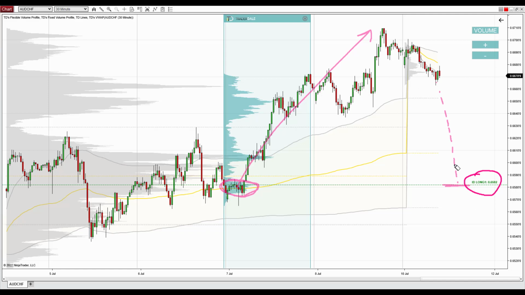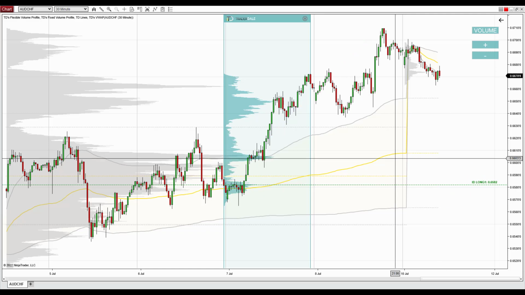So when there's a pullback at some point in the future, it's likely that this will work as a support, that the buyers from here will want to defend this heavy volume zone and push the price upwards from there again, right? So that's the strong support on the Australian dollar Swiss franc.